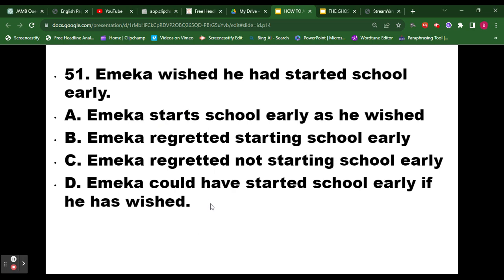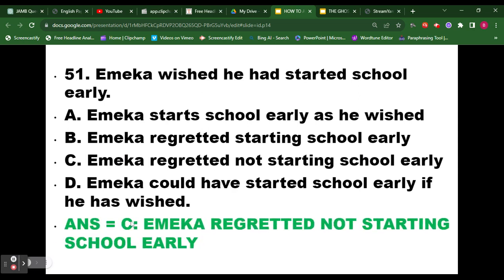So when we look at the various options, option A, Emeka started school early as he wished, is not true. That's not what the sentence is saying. B, Emeka regretted starting school early. That is also not true, because the truth is that Emeka did not start school early. And then C, Emeka regretted not starting school early. This is appropriate. This is the correct interpretation. That's the appropriate interpretation.